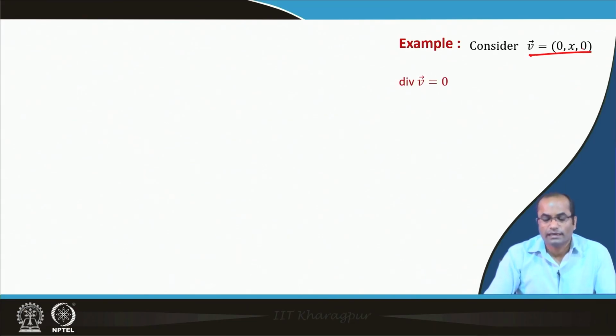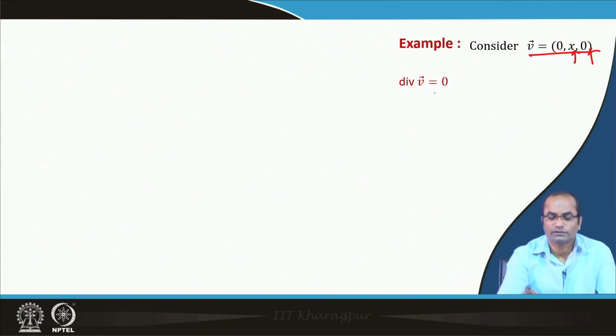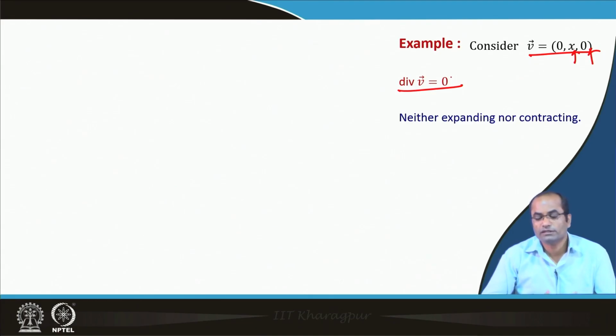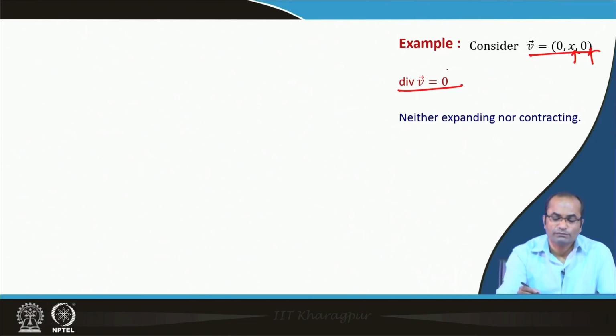Okay, another example: if we take for instance the vector field given by 0, x, 0, the divergence of V in this case will be 0, because del over del x of 0 is 0, del over del y of x is also 0, and the third component is also 0. So the divergence of V is 0. This tells us that the vector field is neither expanding nor contracting at any point, because this does not depend on the point. It is 0 everywhere.